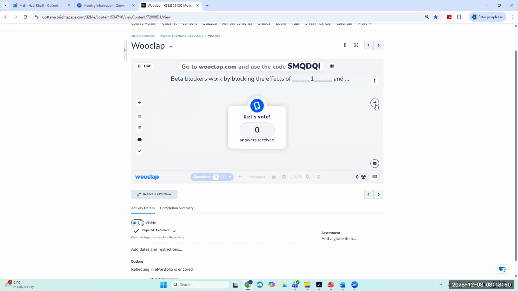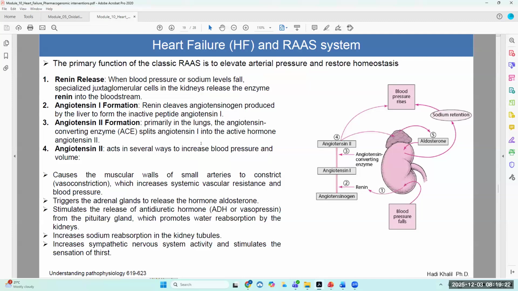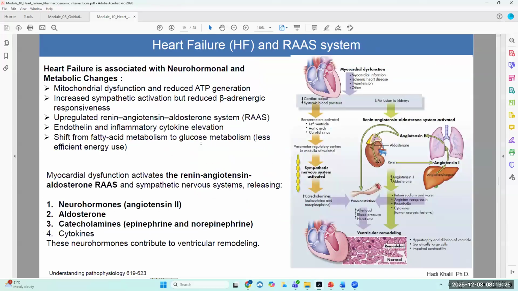Okay, this is another format of the same question. Beta blockers work by blocking the effect of beta 1 and beta 2 at the adrenergic receptors, and then they will indirectly reduce activation of what system by lowering the renin release? So the same slide you're seeing here or here, which are only 3 slides, in fact, we could ask you the question in different ways.